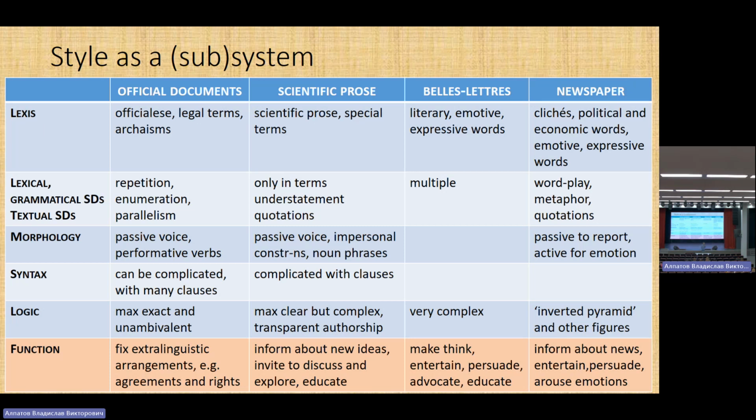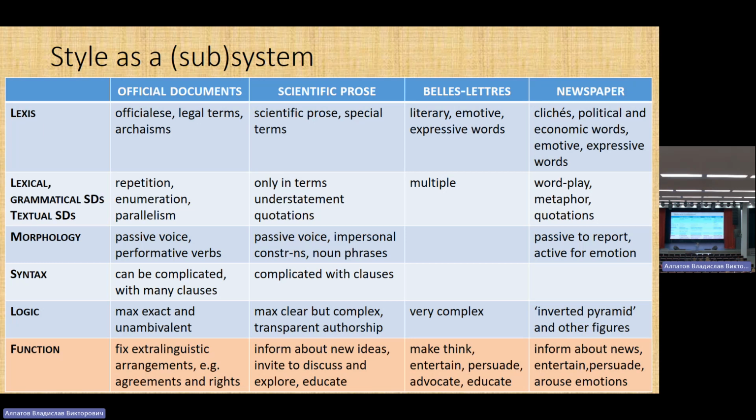Then syntax, complicated with clauses, right? So it is complicated, and it makes the logic complex, but it must be clear, right? What is important for science is that even though the syntax might be complex, the ideas must be clear. And finally, what is the aim of the function of scientific prose? This is to inform about new ideas, to invite other scholars to discuss things and to explore, and also to educate the general public. Right? To educate the general public.